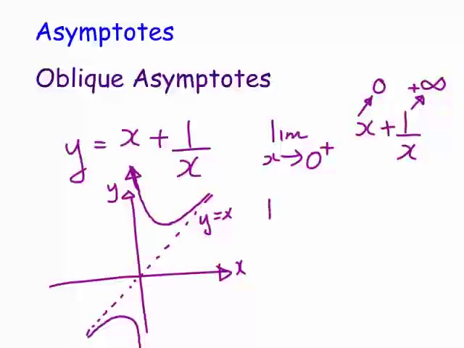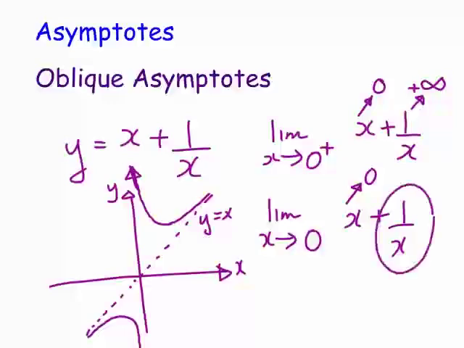Now, how about the limit as x goes to 0 from below? We have x plus 1 on x again. The x part would go to 0. This is the bit we want to look at, this bit here. What happens here? As we approach 0 from below, that means a small negative number, like minus 0.1, its reciprocal would be negative 100. So this is actually going to approach negative infinity.